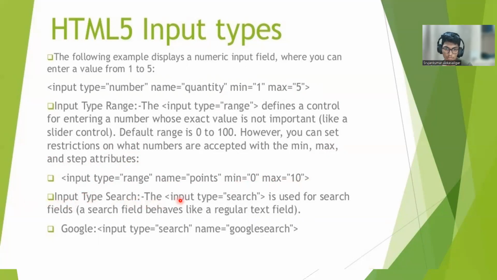Input type search. It is used specifically for search fields, and the search field behaves like a regular text field. Suppose you want to create a Google text field, then give a heading Google and take an input type as search and name it as Google search.